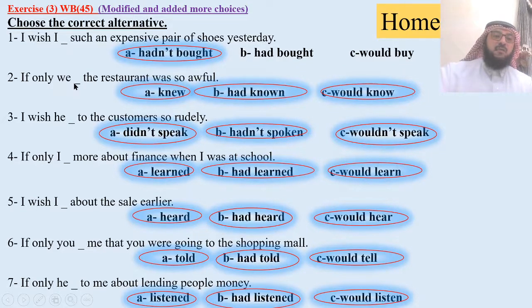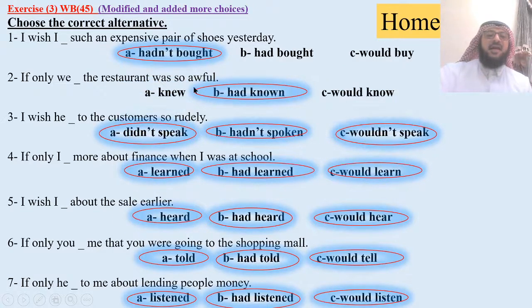If only we the restaurant was so awful. كان مريع سيء المطعم. كان، لاحظ was هنا يدلك على الايش؟ Okay. If only we knew, had known, would know. Had known، واضح انهم اكلوا وتورطوا، فيقول يا ليتنا كنا عارفين قبل ما ندخل وناكل في الماضي. قال لك was awful انه كان سيء.